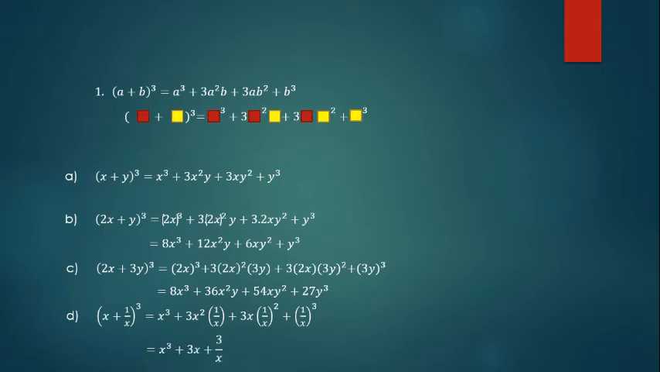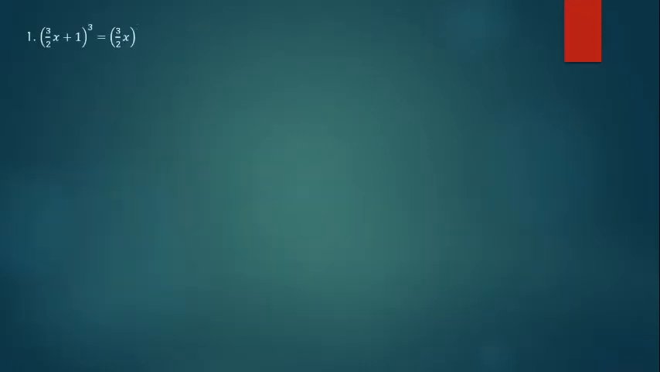Similarly, the third term becomes 3 by x and the last term is 1 by x cube, because 1 cube is just 1. Even if it's fractional terms instead of a and b, the pattern remains the same. You can follow this in the expansion of 3 by 2 into x plus 1 whole cube.